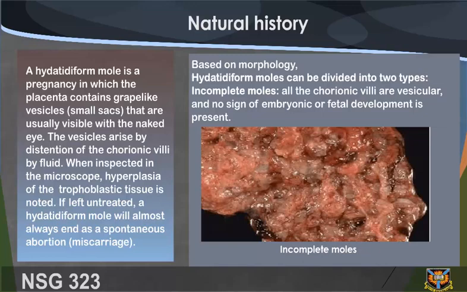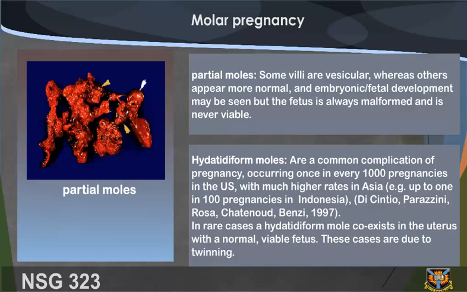Based on morphology, hydatidiform moles can be divided into two types. Complete moles: all the chorionic villi are vesicular and no sign of embryonic or fetal development is present. Partial moles: some villi are vesicular, whereas others appear more normal, and embryonic or fetal development may be seen, but the fetus is always malformed and is never viable.